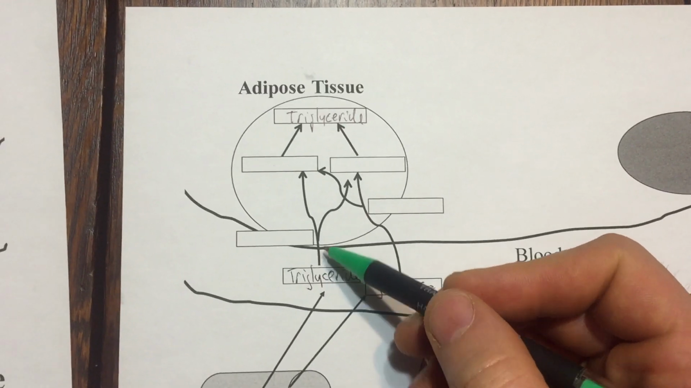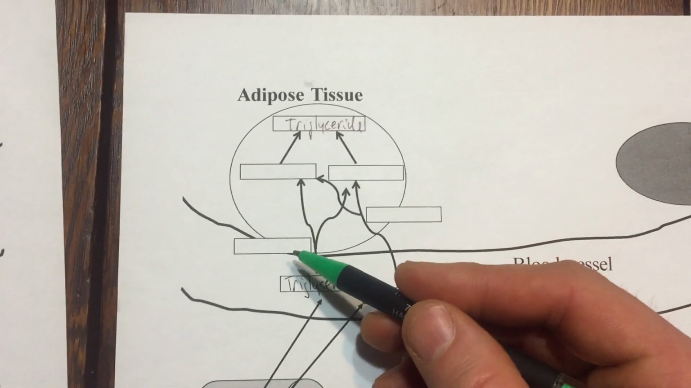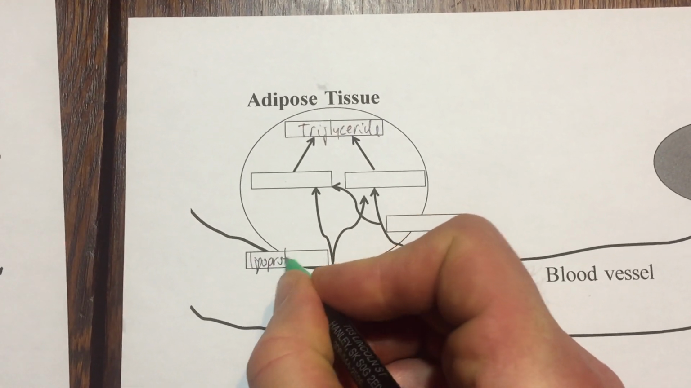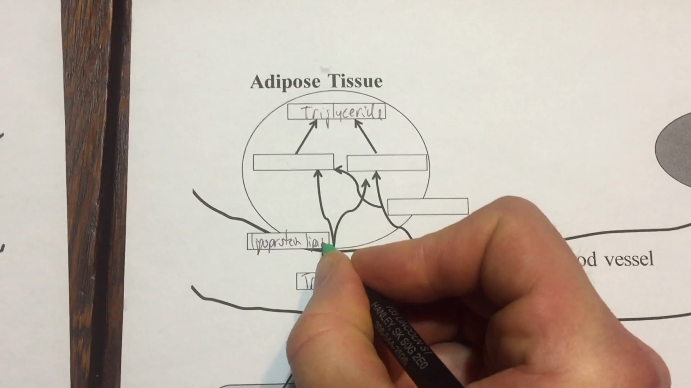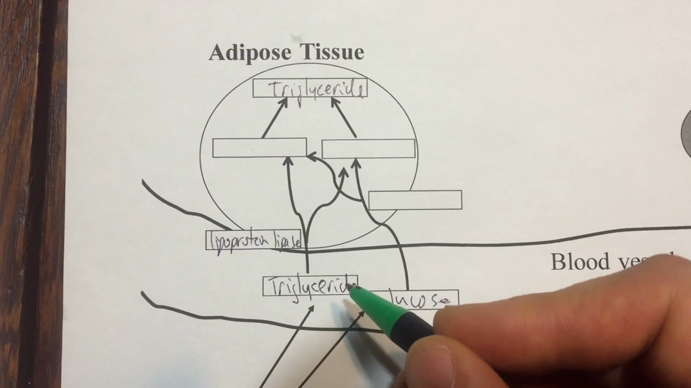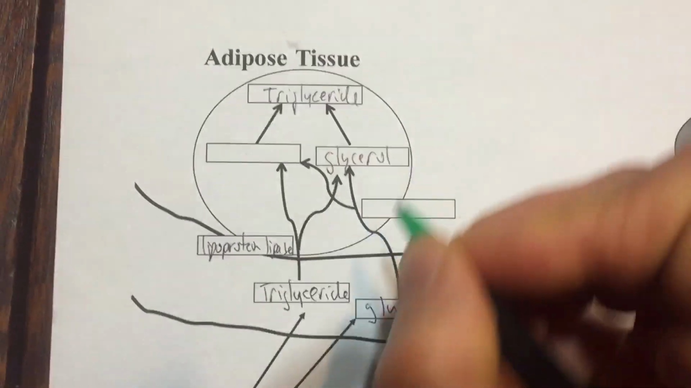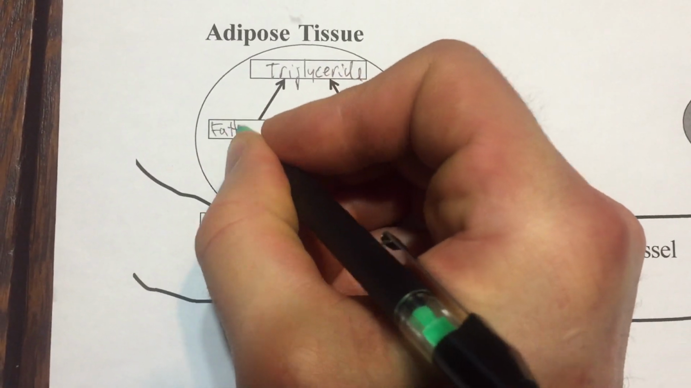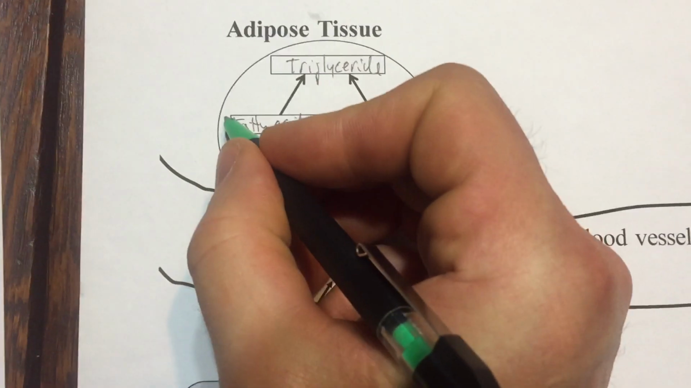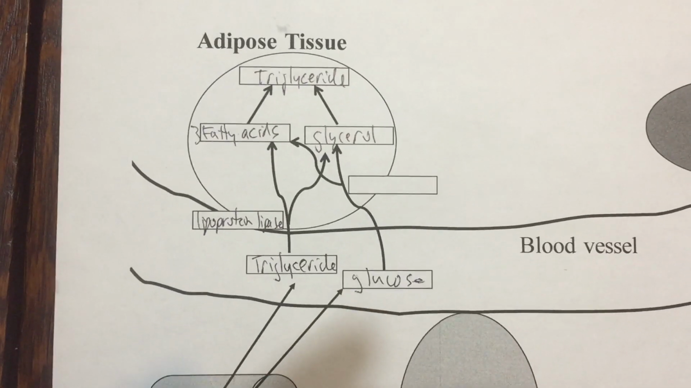But to get this big molecule across the membrane, it first has to be broken down. And it's broken down by an enzyme called lipoprotein lipase. That lipoprotein lipase breaks down triglyceride into glycerol and fatty acids. And then the glycerol and fatty acids, specifically 3 fatty acids, can reform triglyceride to be stored in your adipose tissue.